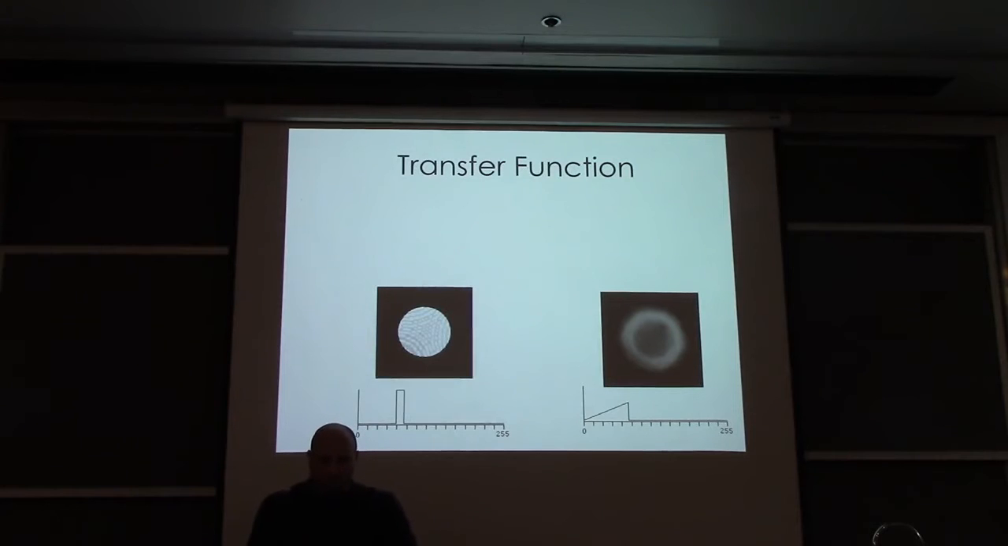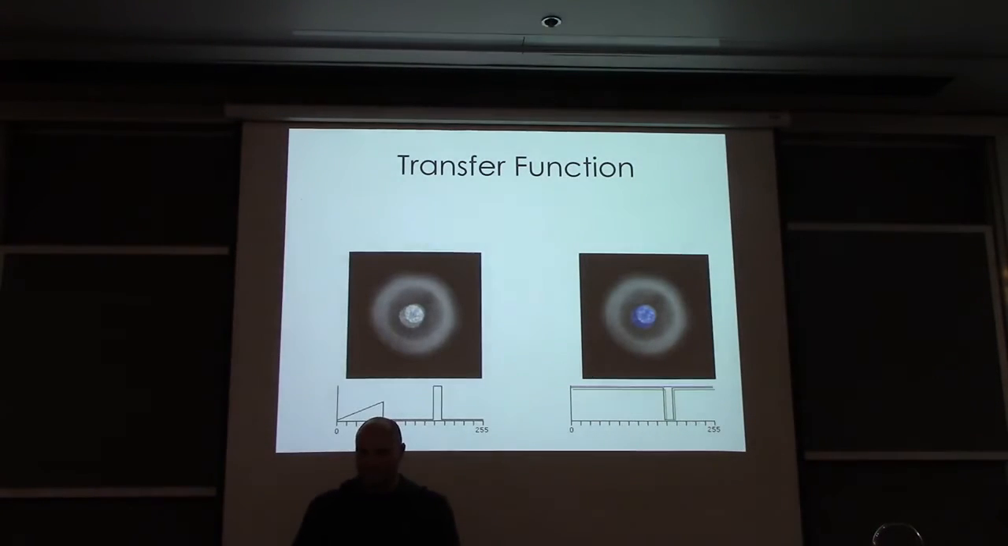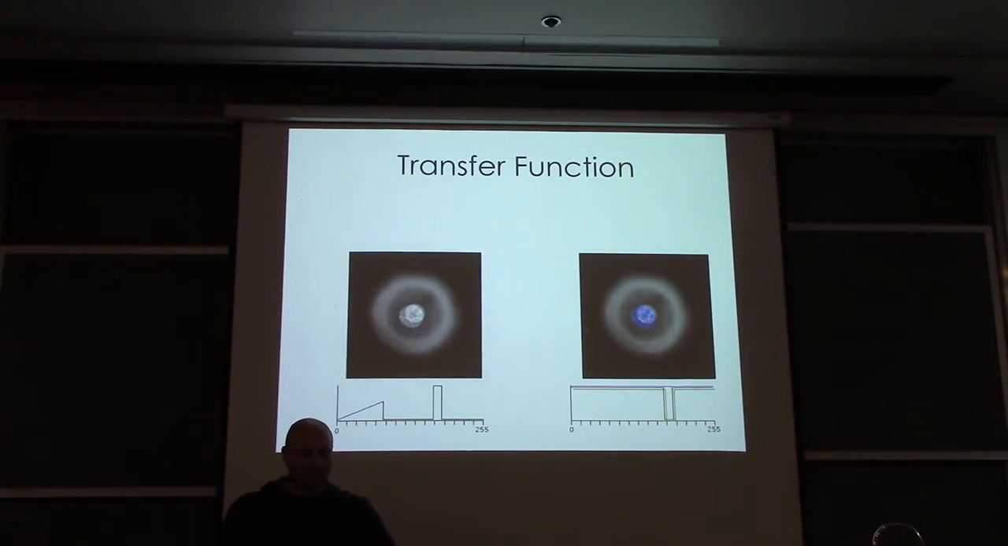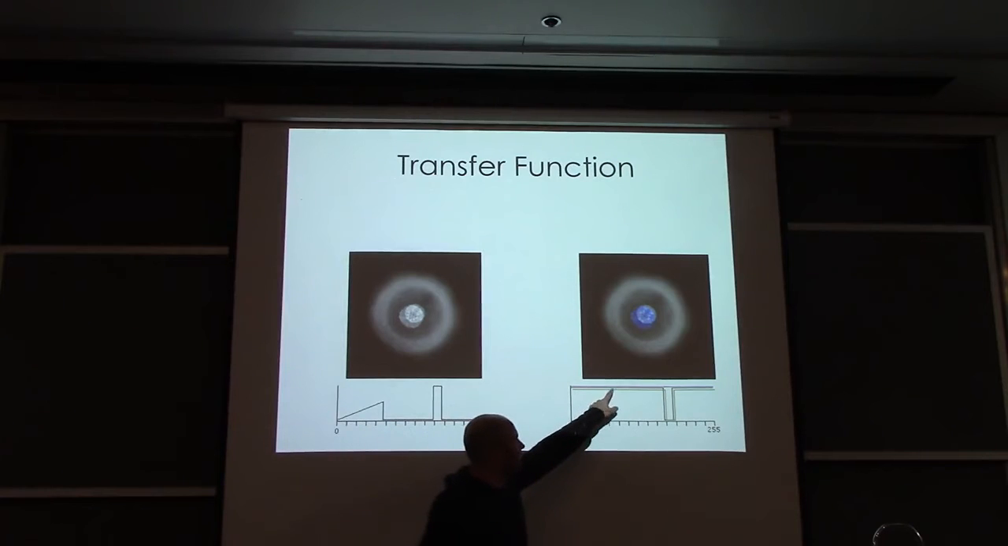So here's some very, very simple examples of what happens if you have a step function versus a ramp. Here's, again, some other examples of the step and ramp, and then color mapping the red, green, and blue channels.